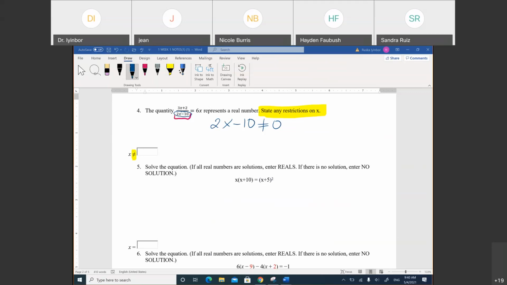So we're going to solve it the same way. You're going to add 10 to both sides, moving the number to the other side, because x is already on one side. And then you're going to divide by the number in front of x. So 2 divided by 2 is 1. And you're going to get x is not equal to 5. So that's my restriction. You can have any number for x but 5. Any questions?